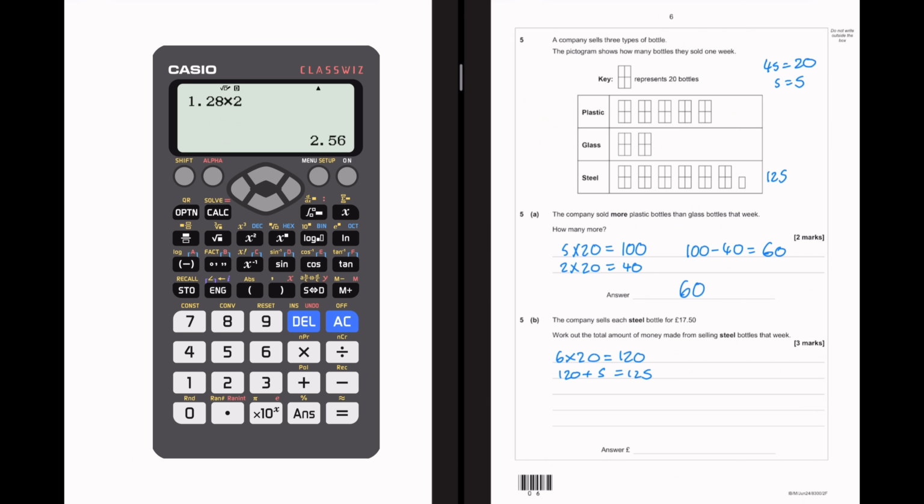And then we're needing to times this number by £17.50. So 125 multiplied by 17.50 is equal to £2,187.50.